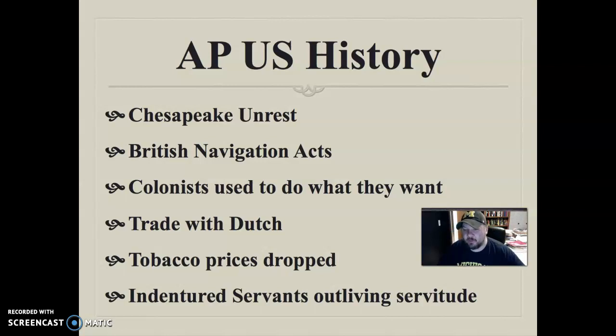This all goes in line with tobacco prices dropping. So it's one thing to all of a sudden have, oh, they're taking money from me. But another thing is that I'm making less money. So you're getting it from both ends. So that creates some unrest.